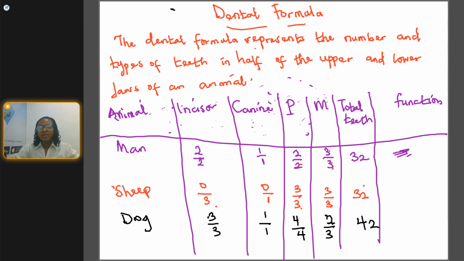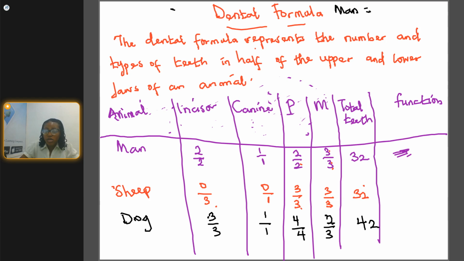All right, so looking at the board, you see the different dental formula for each of the mammals that we treated today. That is for man, for sheep, and for dog. All right. So for man, as you can see on the board, you have 2/2 for incisor, you have 1/1 for canine, premolar is 2/2, molar is 3/3, and the total teeth is 32. So the question can just come as man.